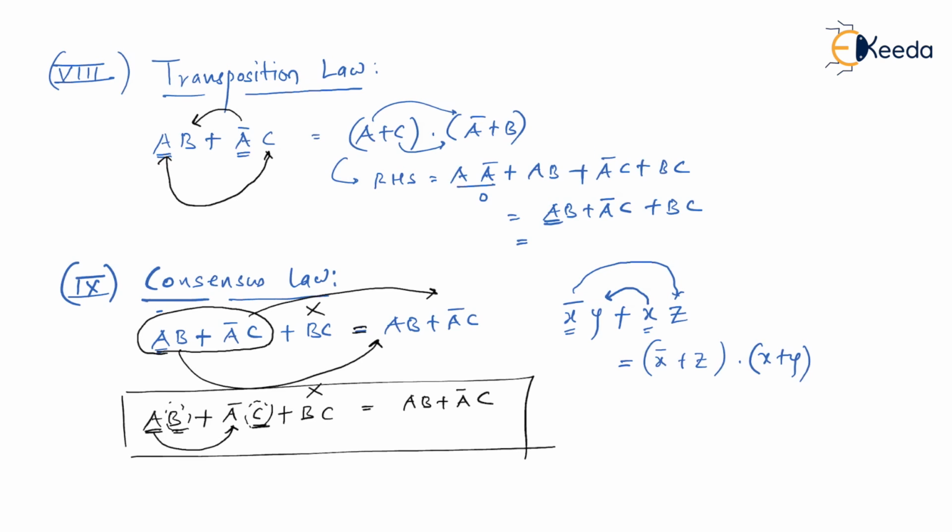Can't you see here, if this is A, this is A bar, the third term BC is made up of this B and C. I can apply the consensus law here and ignore the third term, and what I can write is AB plus A bar C, which you can see is present in the left hand side. So have you seen that with the help of the consensus law, I have also proved that the transposition law is working? I hope things are clear.